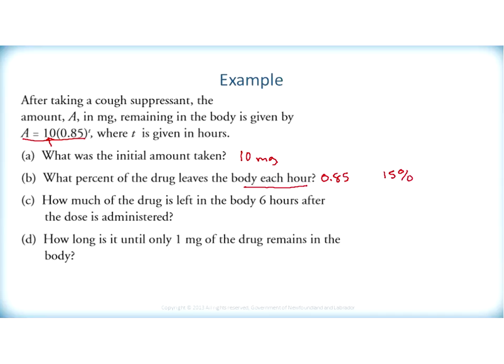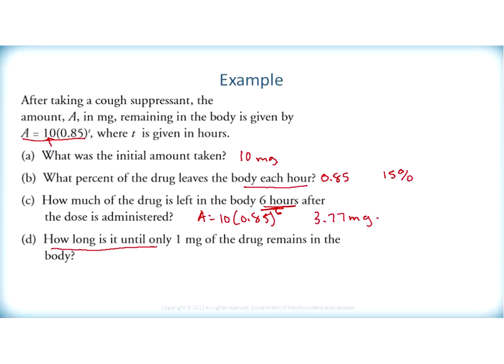How much of the drug is left after 6 hours? So we're trying to find the final amount when we put 6 in for time. So that will be A equals 10 times 0.85 to the power of 6. And this will give us 3.77 milligrams.